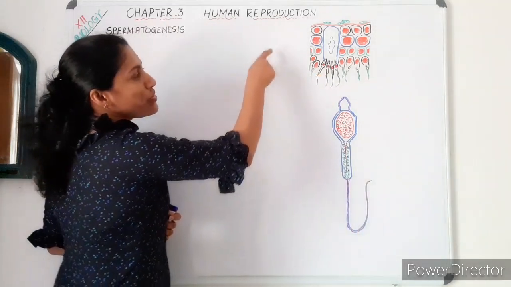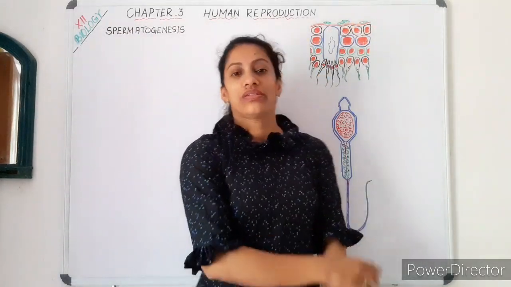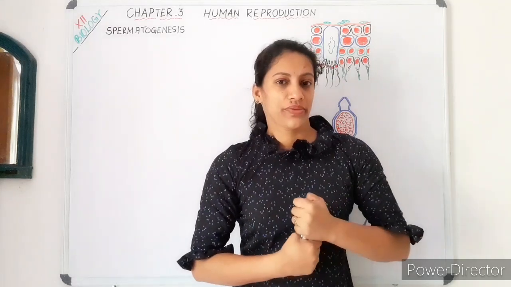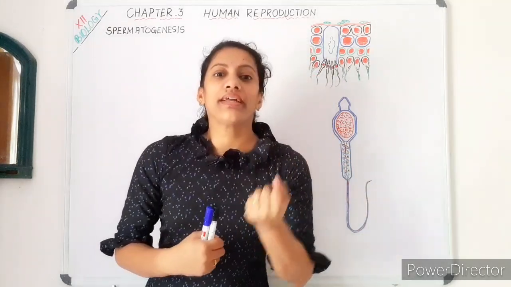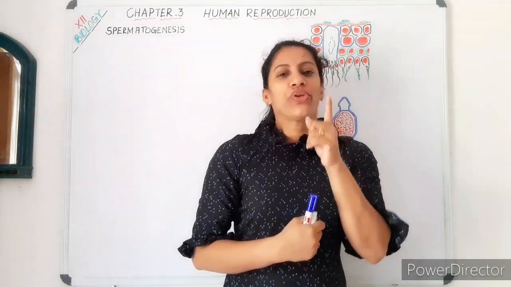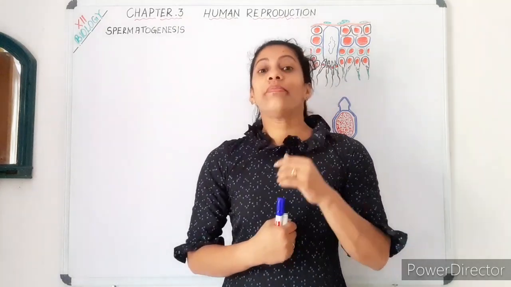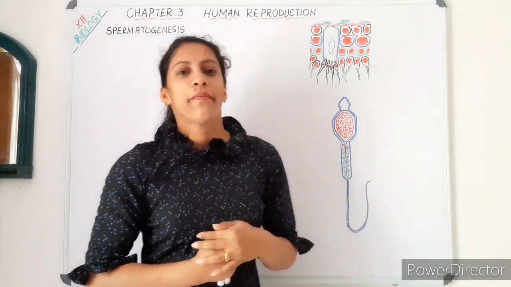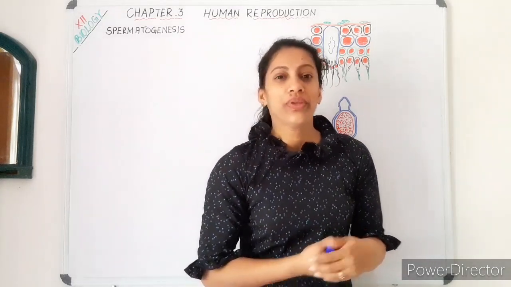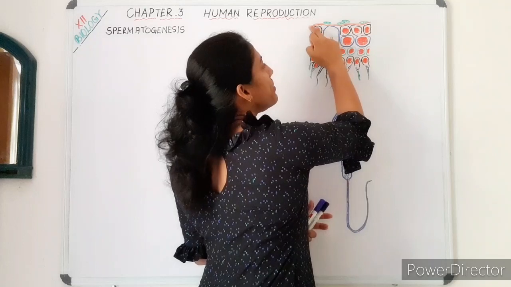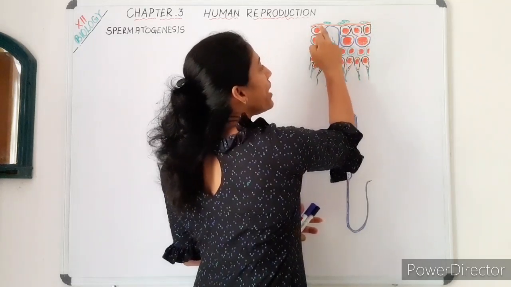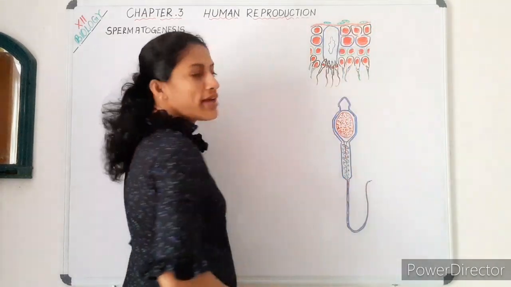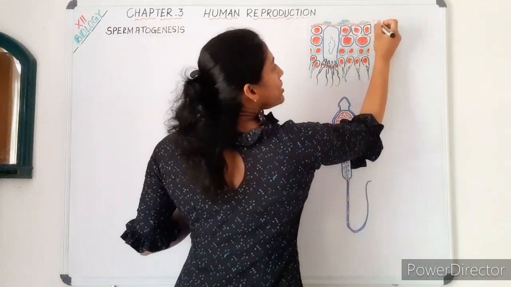The seminiferous tubule cross-sectional view, with one portion enlarged, is drawn on the board, and you have studied this diagram in the last session. So I can just recollect the things from you. Tell me what are the cells present inside the seminiferous tubule as the lining cells. The seminiferous tubules are internally lined by two types of cells. You can see here, this is one type of cell and this is the next type. What are they named?